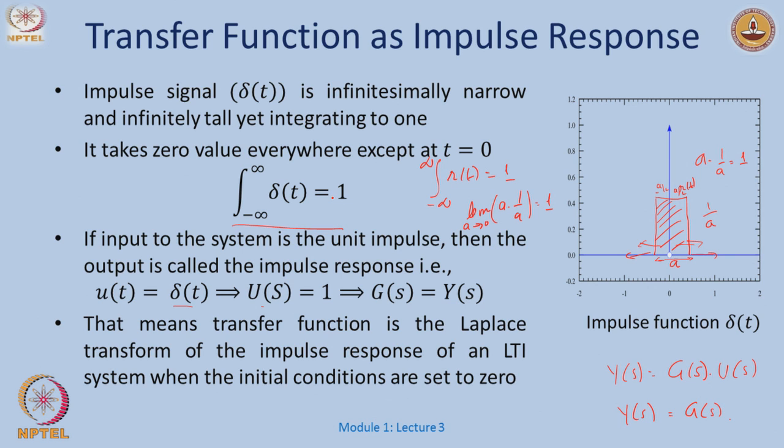Okay. So, if the input to the system is the unit impulse, then the output is called the impulse response, and you see in that case the output which I observe is equal to the transfer function, at least mathematically I can see that. So, that means this transfer function is just the impulse response for an LTI system. Again, you take the initial conditions to be 0.